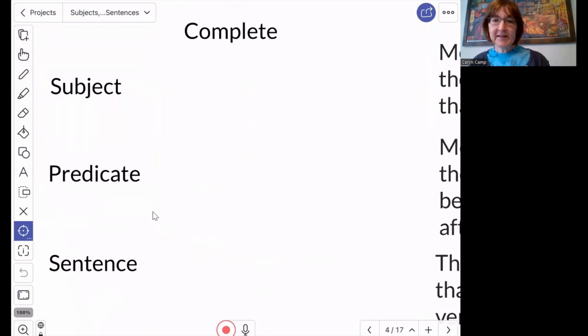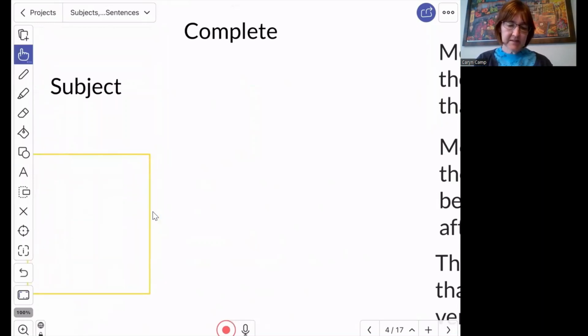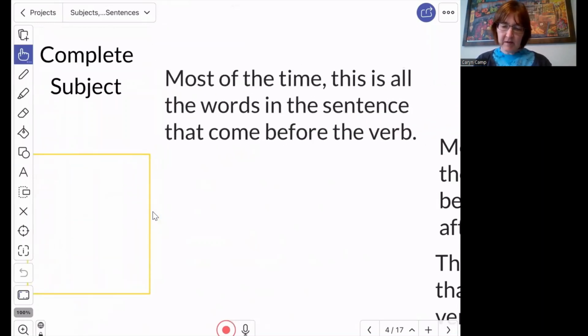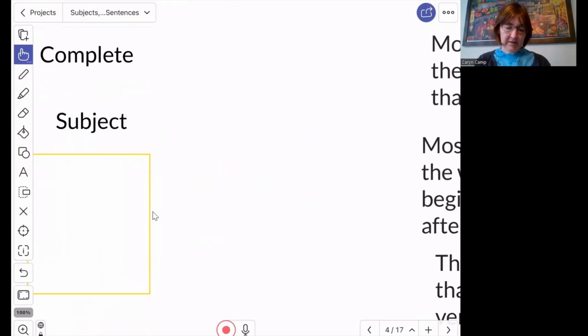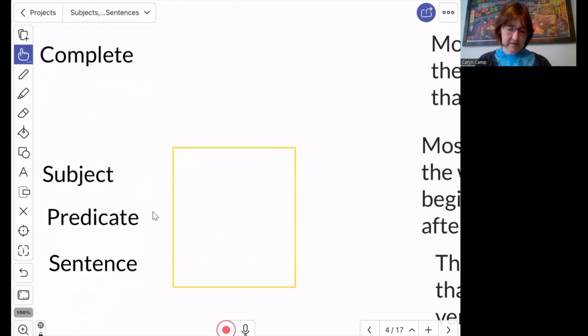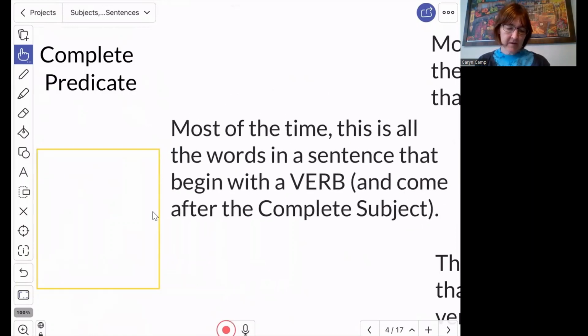When we're talking about the complete subject or the complete predicate, let's take a look. Okay, a complete subject. Most of the time, this is all the words in the sentence that come before the verb. Now let's look at the complete predicate. Most of the time, this is all the words in a sentence that begin with a verb and come after the complete subject.